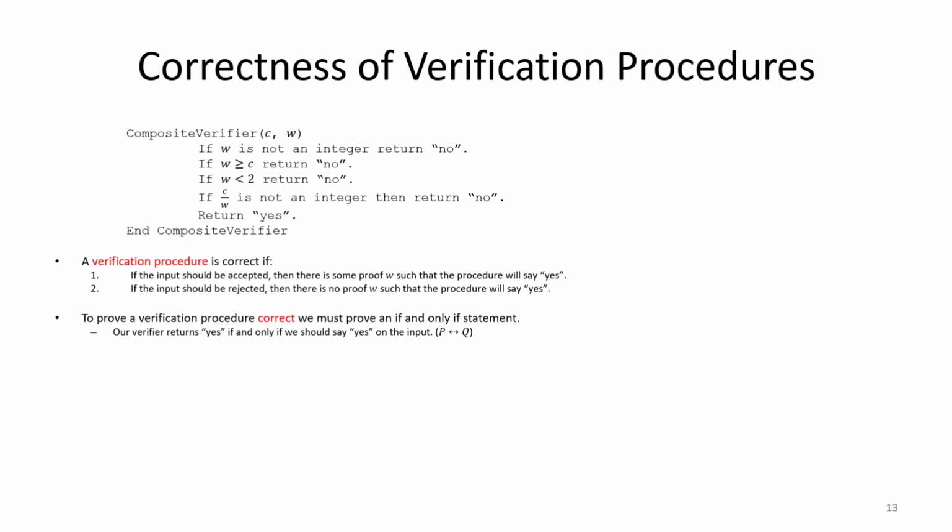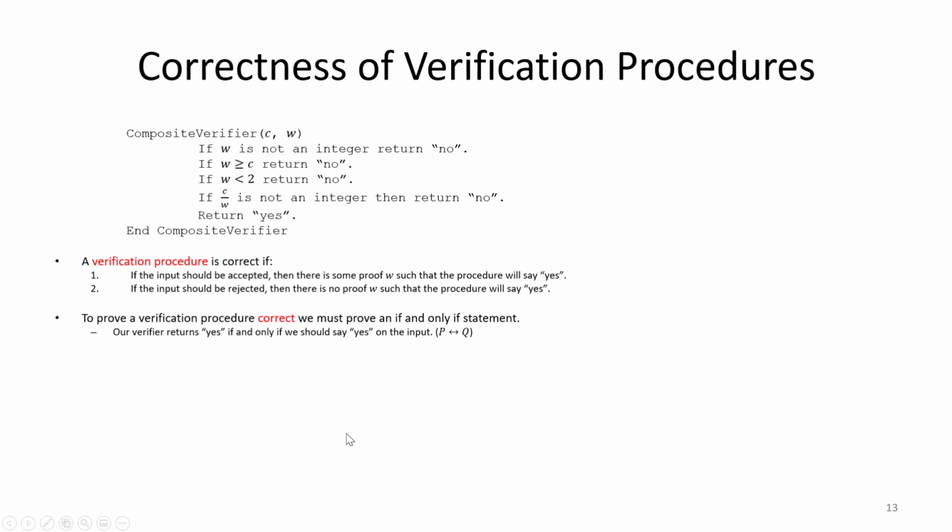Okay, so when we want to prove this, we actually want to prove these two branches, and we could characterize this as an if and only if statement, and we could state it in this way. We say yes if and only if we should say yes, and that's how I've got it set up here. Our verifier returns yes if and only if we should say yes.